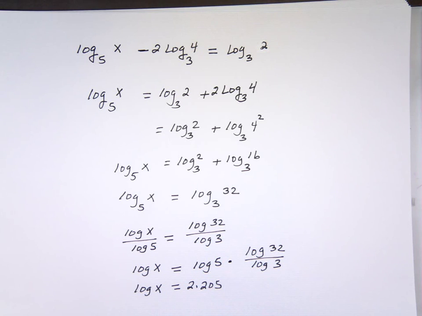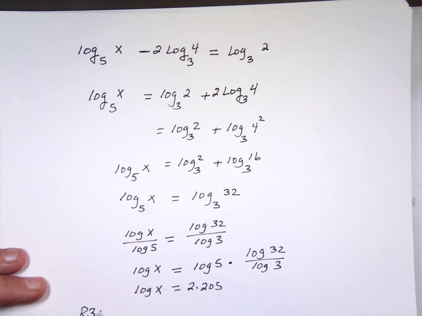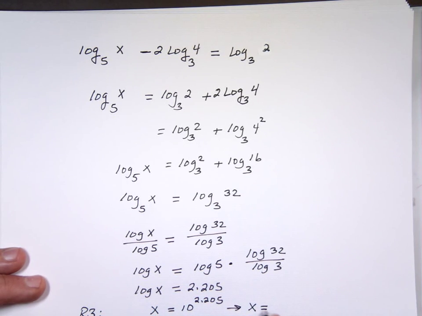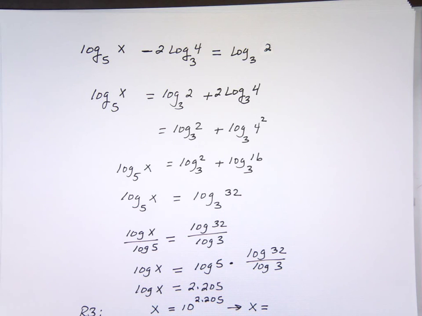How do you solve it for x? Rule what? Rule 3. We only have the log on one side. X equals what? 10 to the power of 2.205, which is about 160.32.